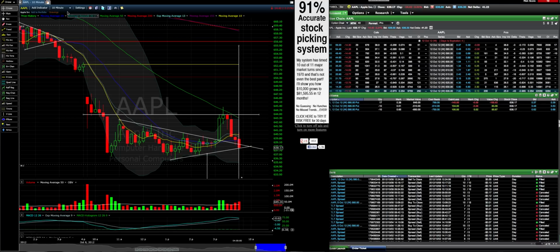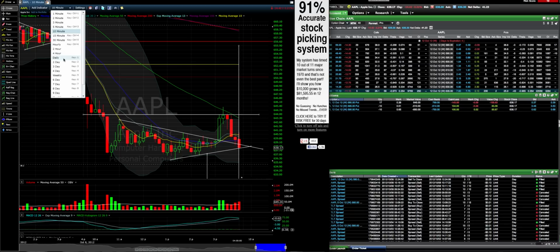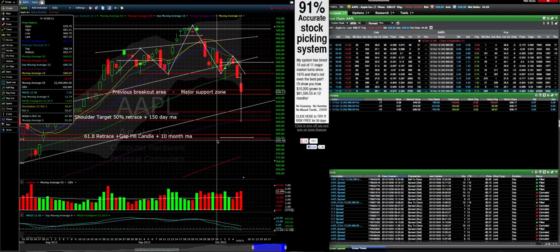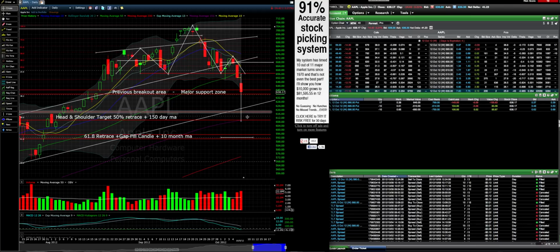So we have to look for further weakness on Apple tomorrow. The worst case scenario for the week, I think, is that you could possibly hit the head and shoulder target this week. That would be my worst case. Hopefully it does not, because I actually sold put spreads below 590, so I don't really want to get anywhere near here. So that's the worst case scenario.